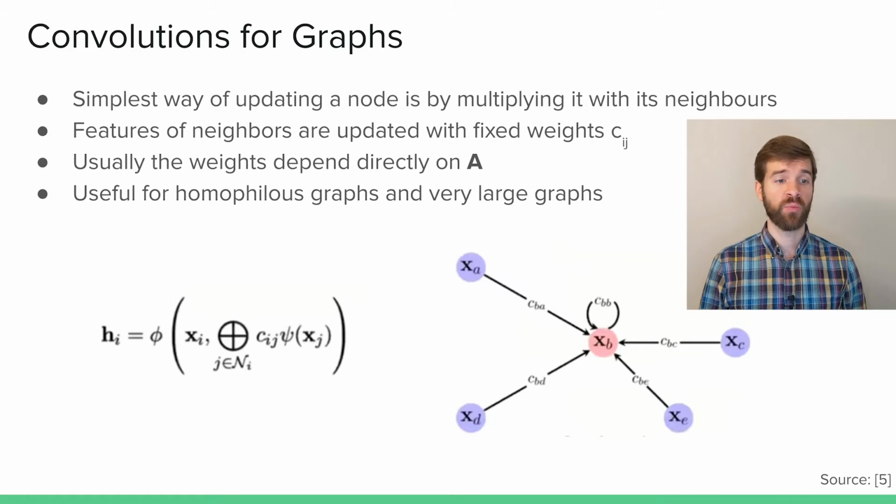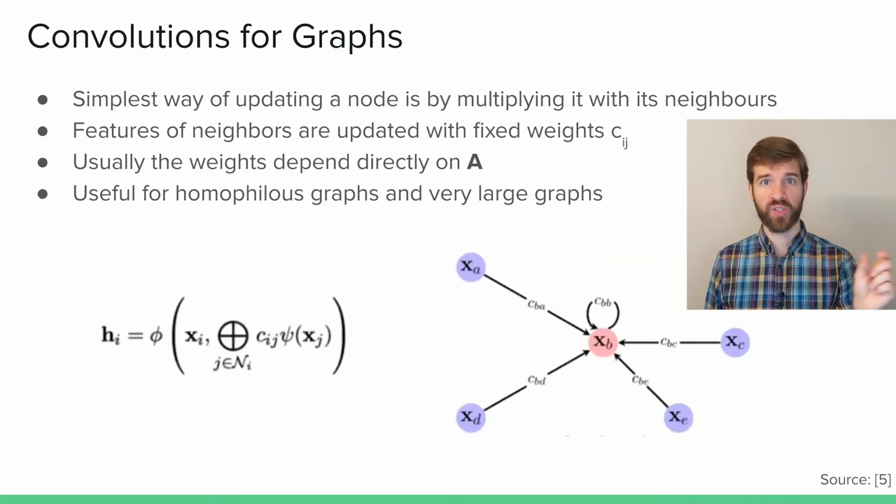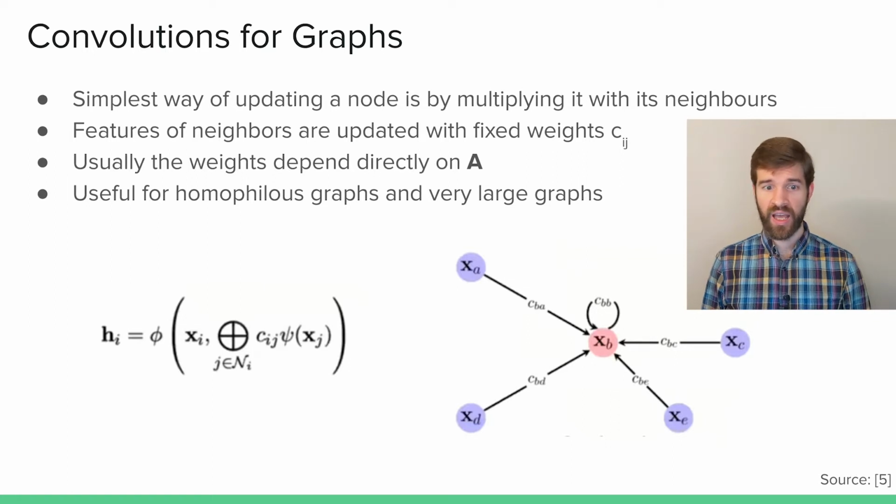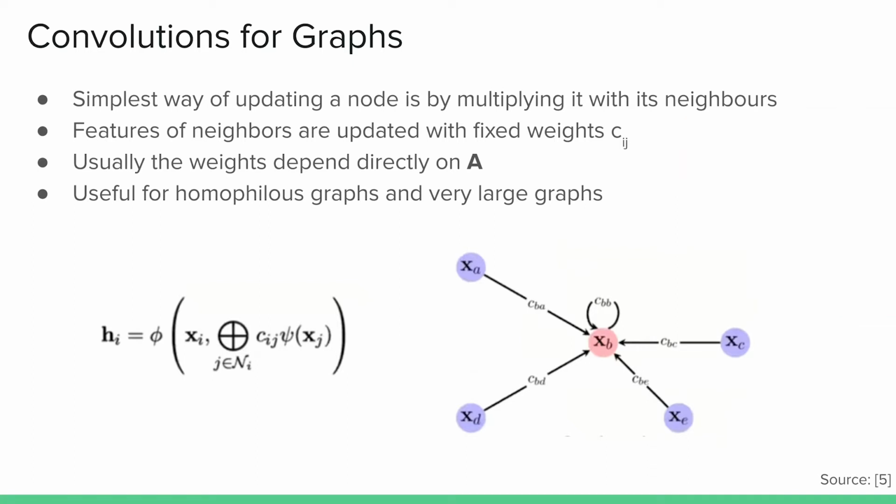This is useful for homophilous graphs where similar nodes are often linked together, and if you have very large graphs, because this operation scales very well. One thing that I should point out here is that the information we obtain from all nodes in our neighborhood has to be aggregated somehow. This is this aggregation function that you can see, and then we apply one final transformation, some nonlinearity phi, onto the overall result. This is kind of a basic rule for convolutions for graphs.